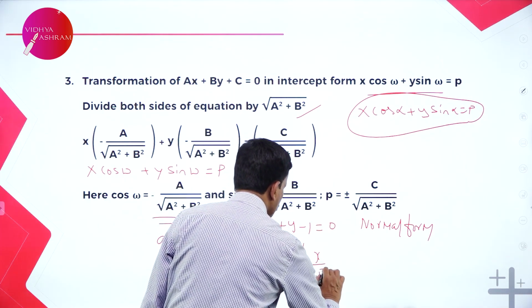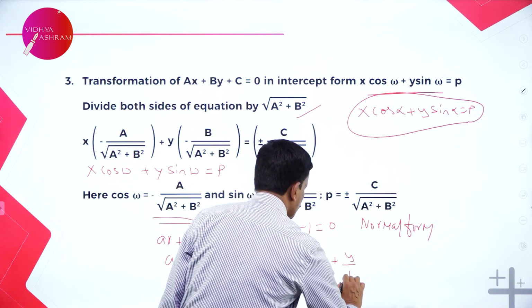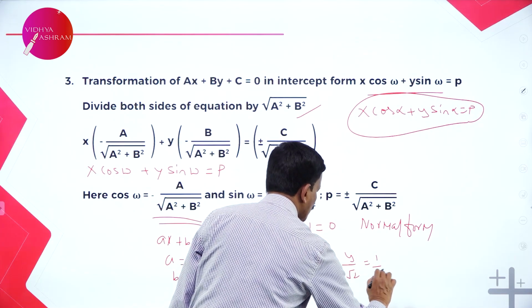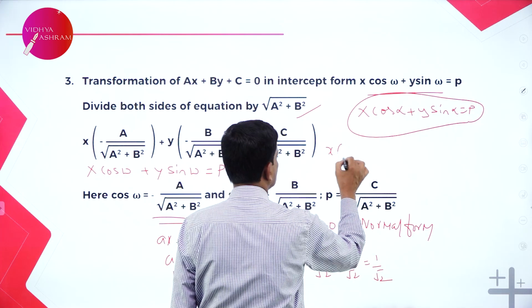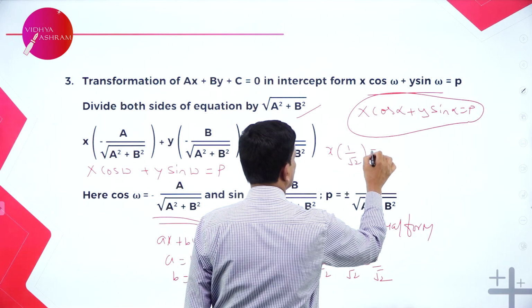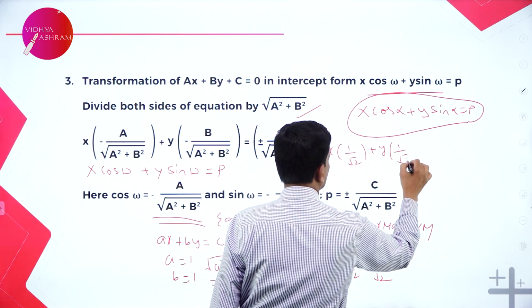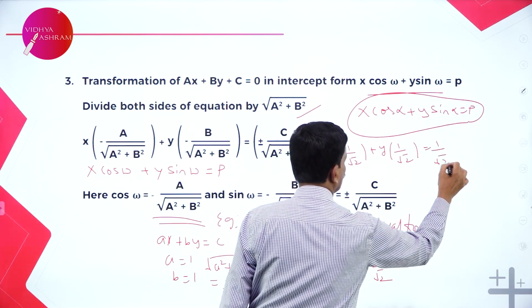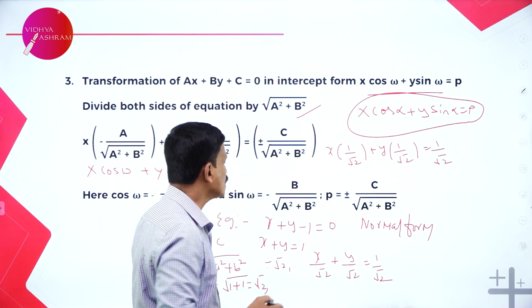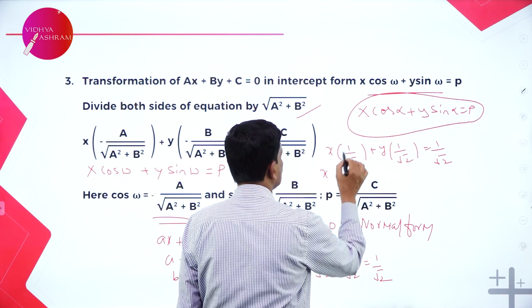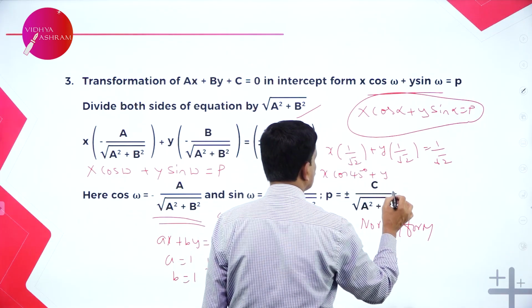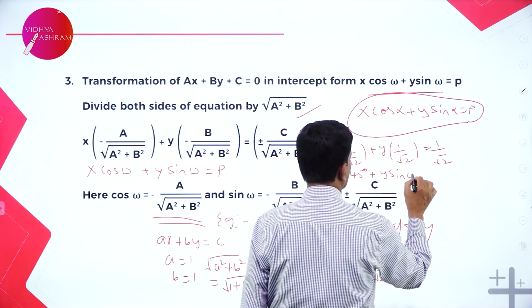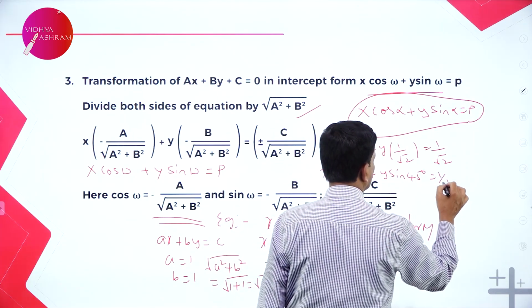x by root 2 plus y by root 2 is equal to 1 by root 2. So this can be written as x into 1 by root 2 plus y into 1 by root 2 is equal to 1 by root 2. Now this is nothing but x into cos of 45 degrees plus y into sine of 45 degrees is equal to 1 by root 2.